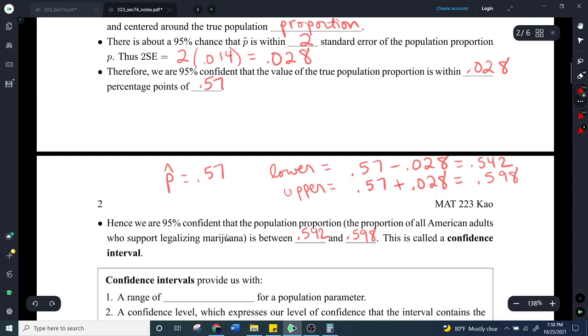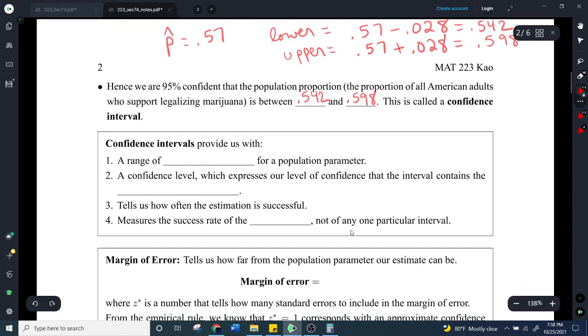So this is our confidence interval. We are 95% confident, we are 95% sure that the true population proportion, or the proportion of all Americans who support legalizing marijuana, is somewhere between about 54.2% and about 59.8%. That's our confidence interval. An interval is literally what it is. We've got a lower bound and an upper bound that we think is true for our population proportion.